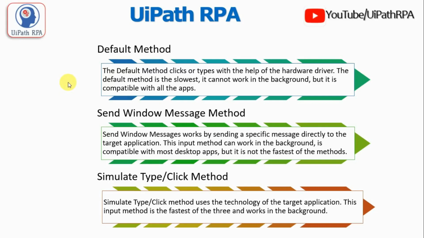Now the second is the send window message method. Send window message works by sending a specific message directly to the target application. This input method can work in the background and is compatible with most desktop apps, but it is not the fastest of the methods, right?